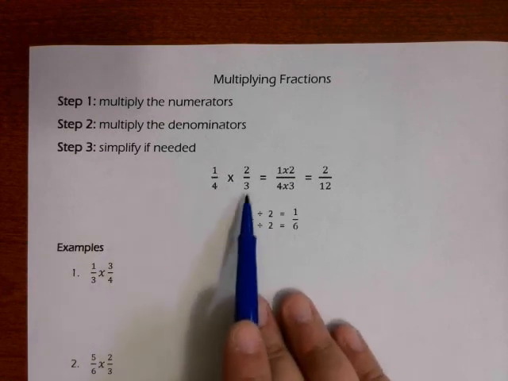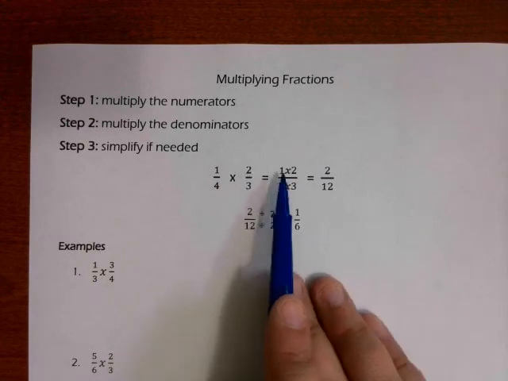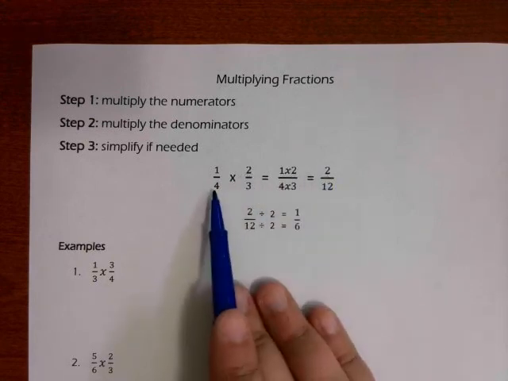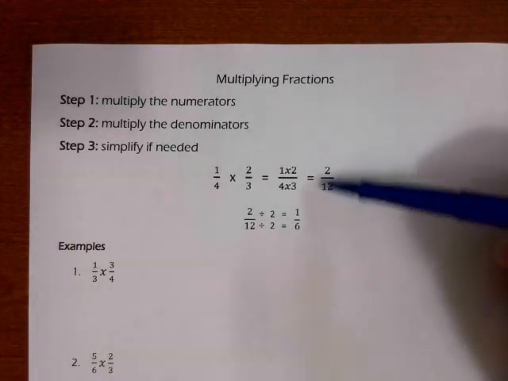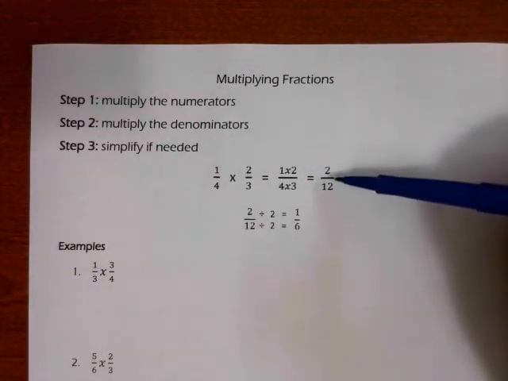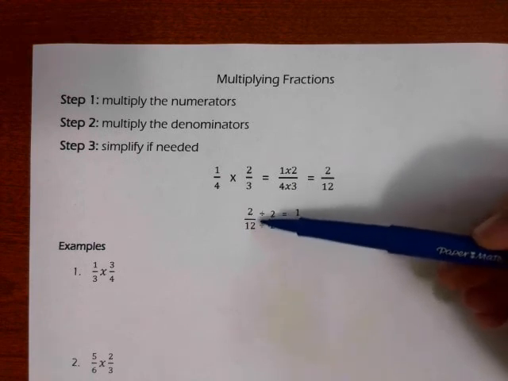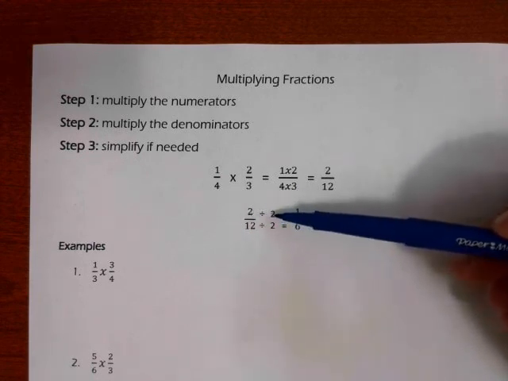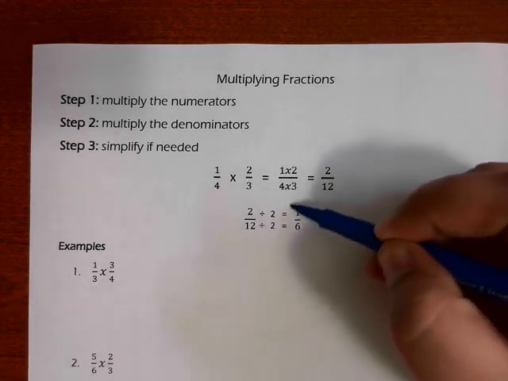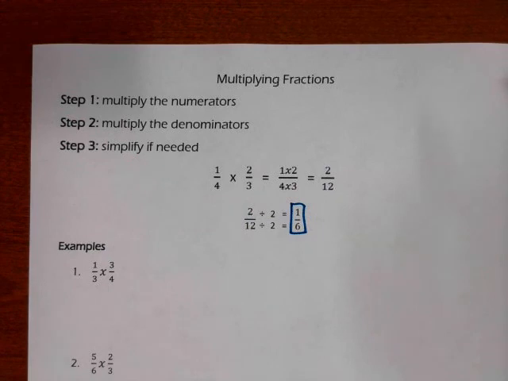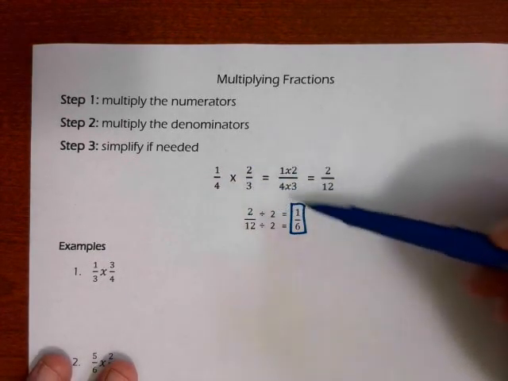You have 1/4 times 2/3. We're going to multiply straight across. So 1 times 2 is 2. 4 times 3 is 12. So now there's our fraction, 2/12, but that's not in the simplest form. So we have to reduce it by a common factor, which in this case is 2. 2 divided by 2 will get me 1, and 12 divided by 2 will get me 6. So my simplified fraction is 1/6. So the product of 1/4 times 2/3 is 1/6.